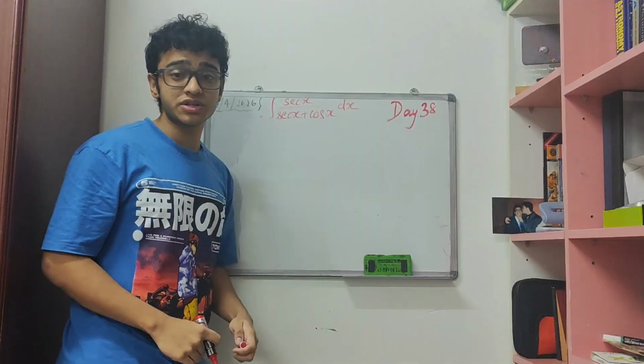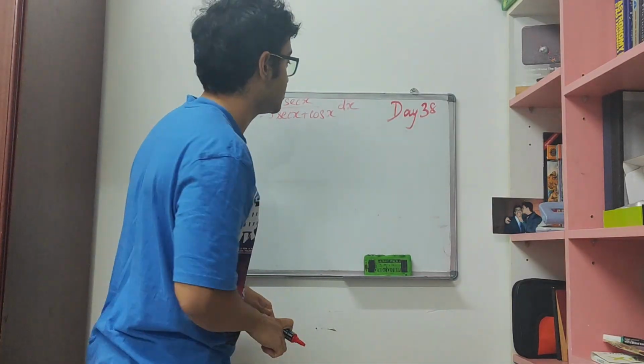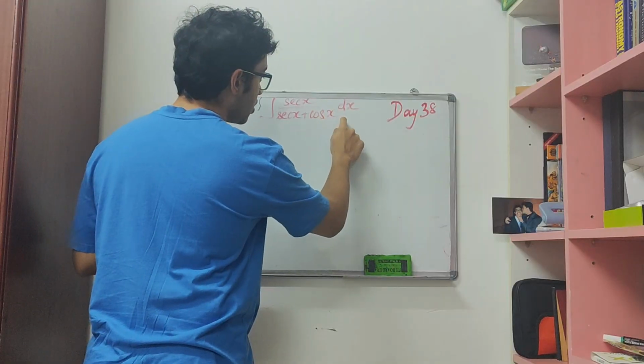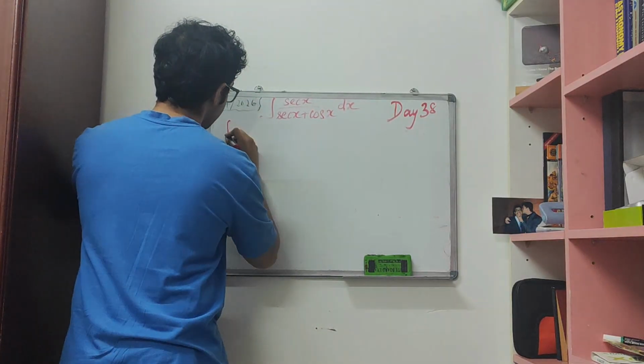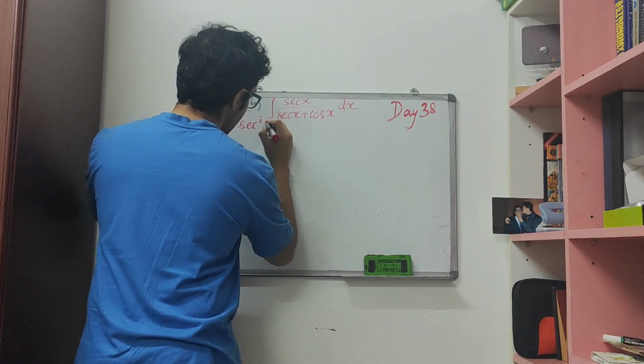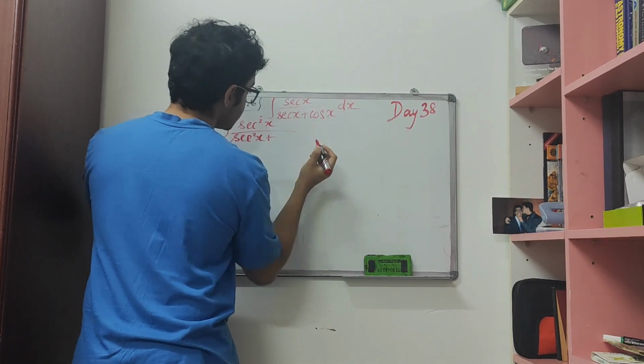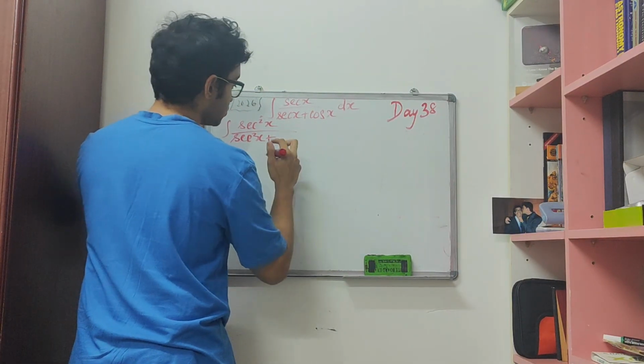Now the first thing we notice is that cos and sec are reciprocals of each other. So to tackle this integral, I'm going to multiply the numerator and denominator by sec x to get the integral of sec squared x divided by sec squared x plus sec x times cos x, which is just 1.